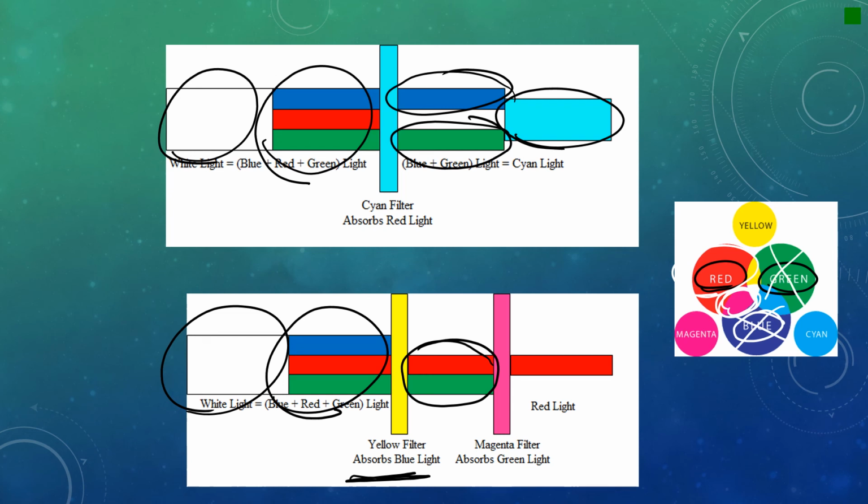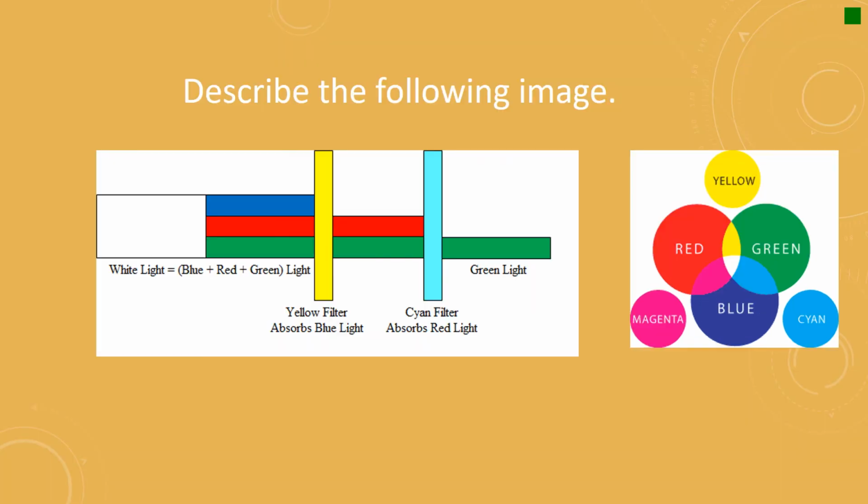So what am I left with? I am only left with red light, and that's actually the color I would see. I wouldn't see magenta anymore. That's where it changes it up. I would only see red, actually. The magenta filter would look red.